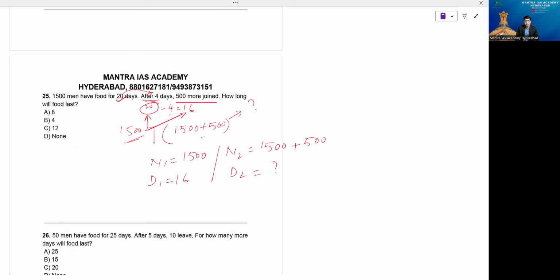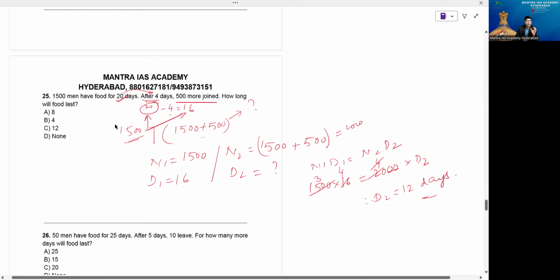So N1 D1 is nothing but, now the same form, N2 D2, beta. N1 is 1500, D1 is 16. N2, of course you understood, is 1500 plus 500, which is 2000. D2 is my target. 5 3s are, and 5 4s are, better. 4 gets cancelled. Therefore D2 is equal to 12 days. Actually, if nobody joined, with the same strength, imagine 1500, that is sufficient for exactly 16 days. But because of these people joining, this is 12 days, of course, 4 days lesser than the basic point.